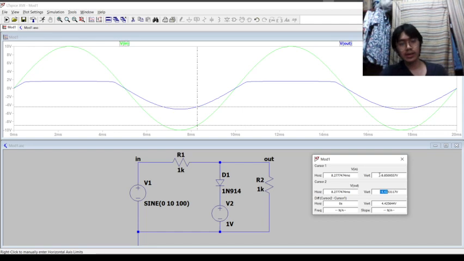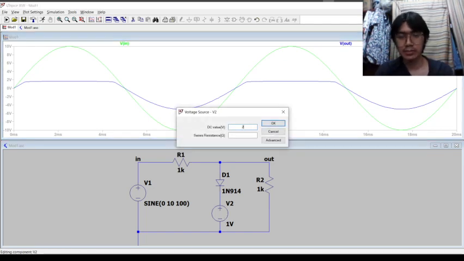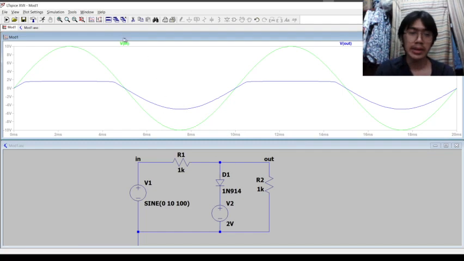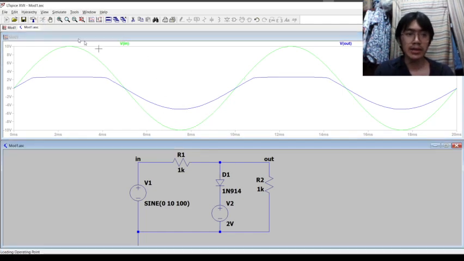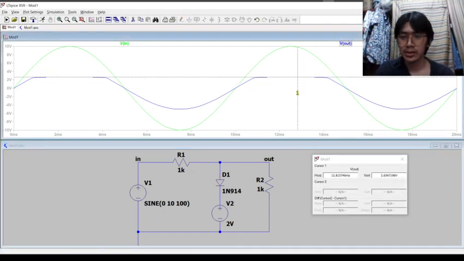So let's say we change the voltage bias right here. Let's increase it to 2 volts. And then we click run again. As you can see, the voltage is clipped at a different level. Since we incremented this by 1, looking at our circuit, 2 plus 0.7, then that will be the clipping value of our circuit. So that is roughly 2.7.